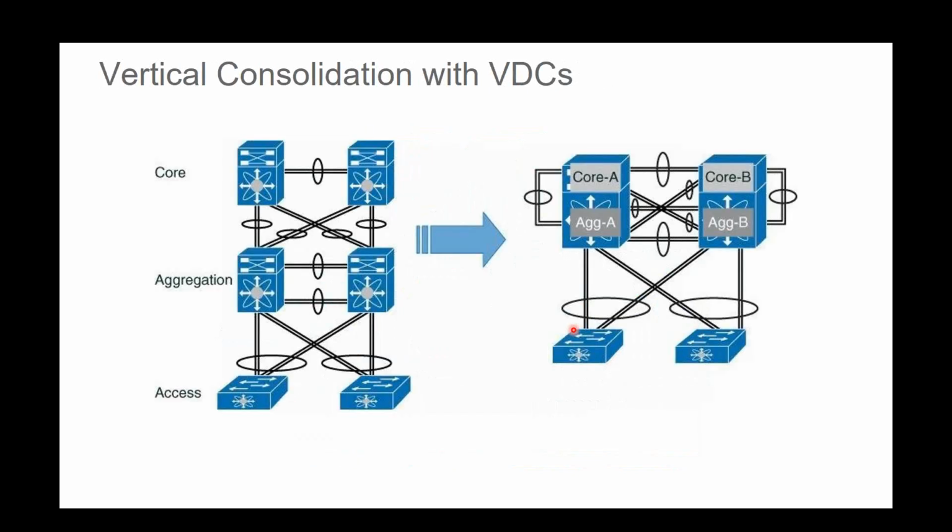Or the same type of idea, but vertical consolidation with VDCs. You have your core and aggregation, and you collapse them down, but rather than doing a full collapsed core, you still have a VDC for core and a VDC for aggregation. So you have your high-speed switching and routing here, and you have your aggregation where you may stick your firewalls, your IDSs, stuff like that, your regular aggregation layer protocols, and insert them into the aggregation VDC, and still let your core VDC just be your high-speed, fast packet switching and routing, keeping everything flowing well.